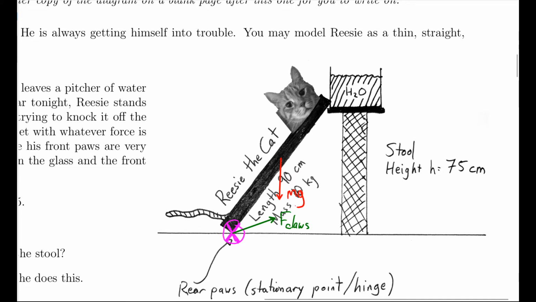And so Reese doesn't fall, well, because Reese is leaning up on something. Well, Reese is leaning against the water. So there is a normal force going this way. There's a normal force from the water.